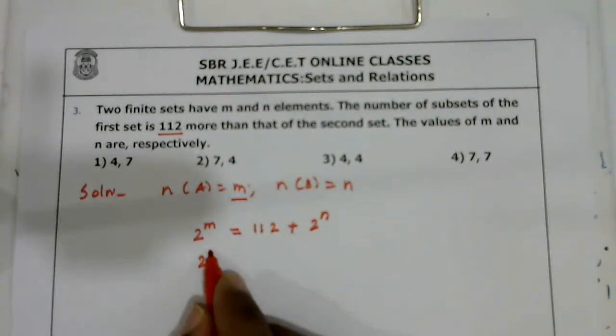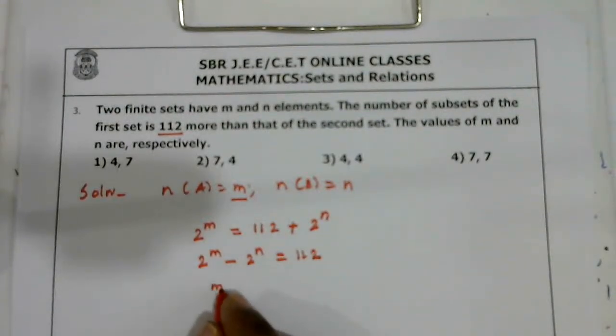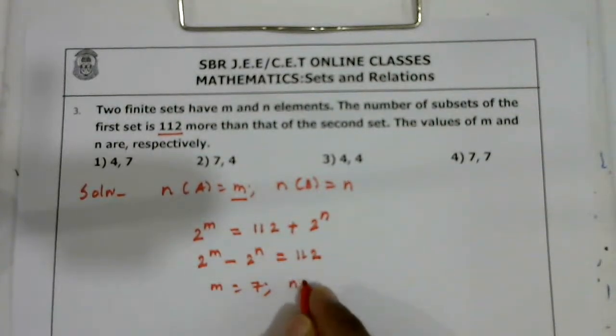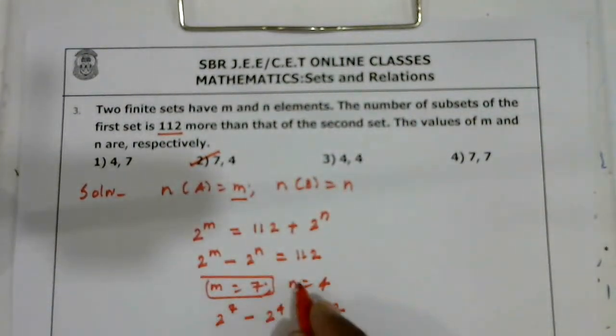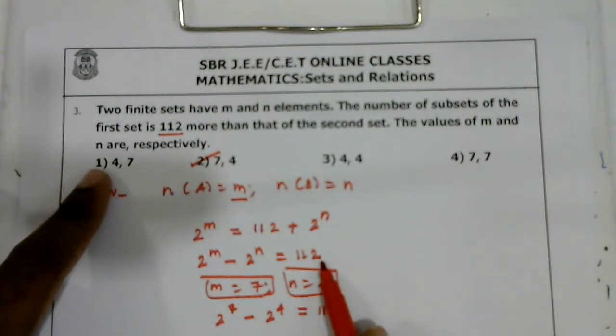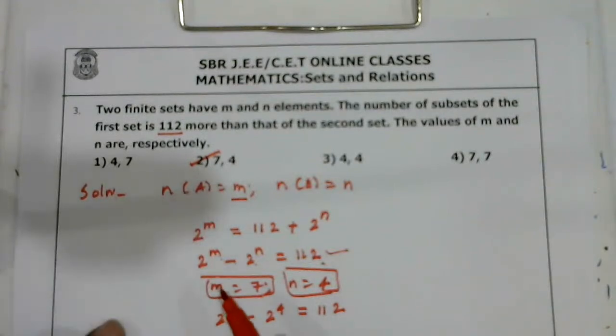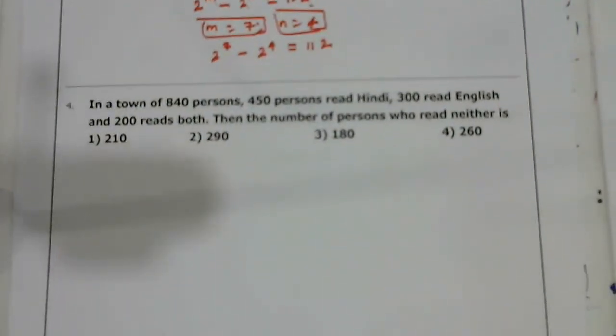So if I simplify this option-wise, when I take m equal to 7 and n equal to 4, it is 2 raised to 7 minus 2 raised to 4, which is equal to 112. So the values of m and n should be 7 and 4. If you take the first option, it will not satisfy the equation. The second option is the correct one. So the value of m is equal to 7 and the value of n is equal to 4. So we'll go for the next question.